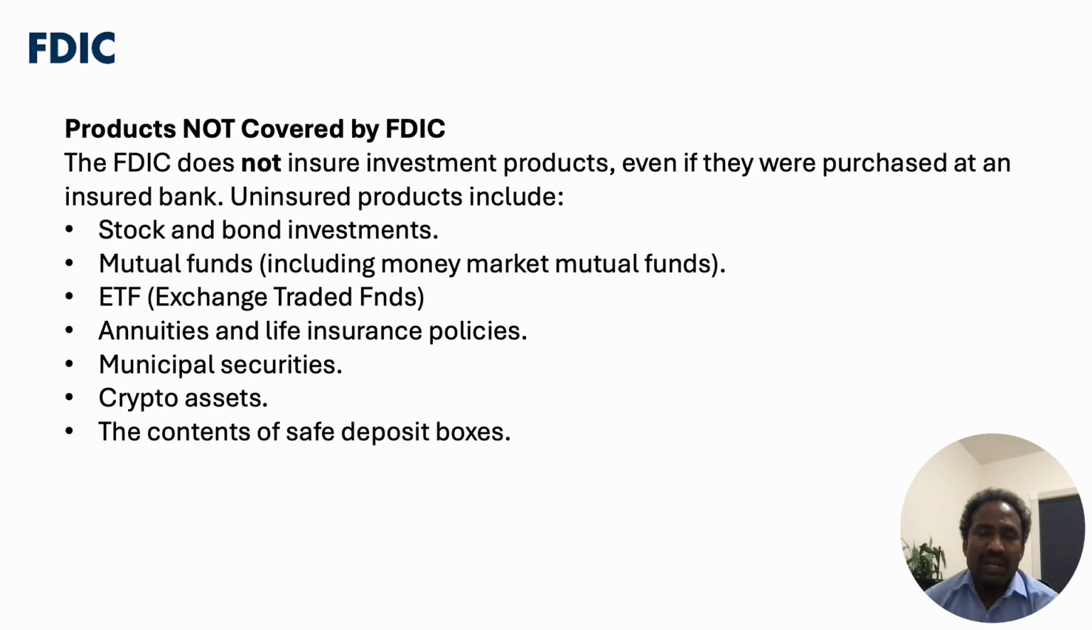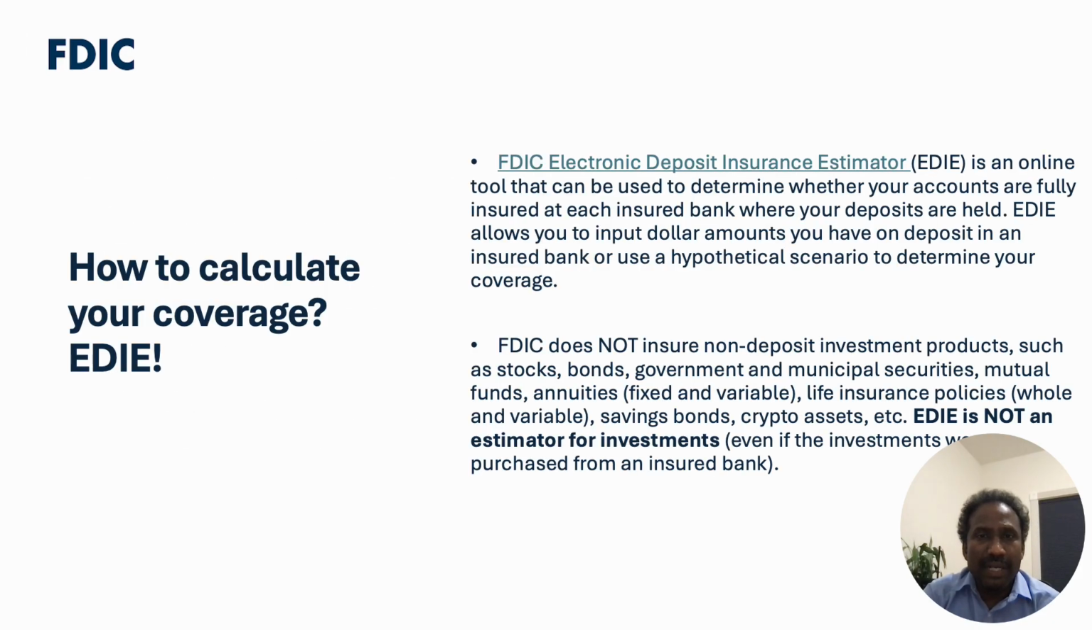Also the safe deposit box, the lock box. I'm not sure how that works when a bank fails, but whatever you have in the safe box, any gold or anything else, is not covered. Crypto is also not covered by the FDIC. So when you have an account, how do you identify whether it is eligible for FDIC, or already covered by FDIC or not?